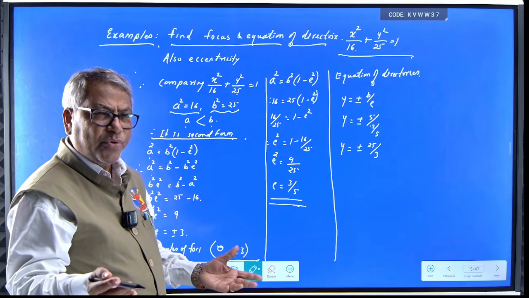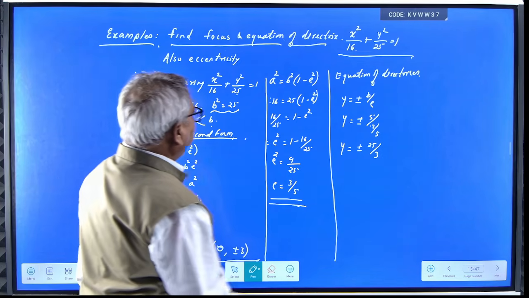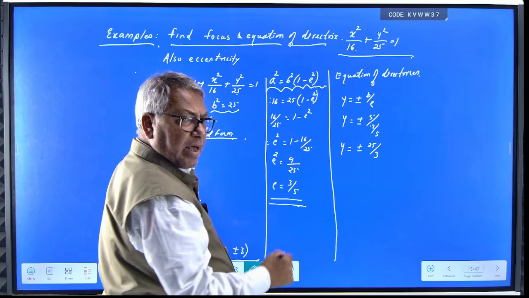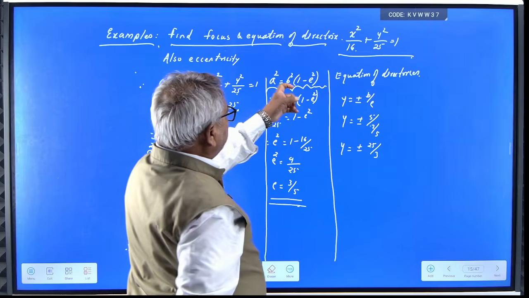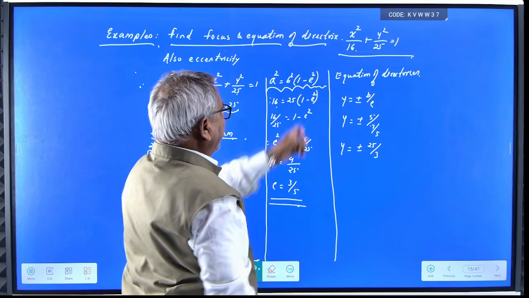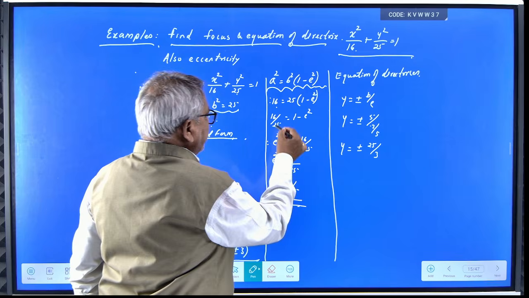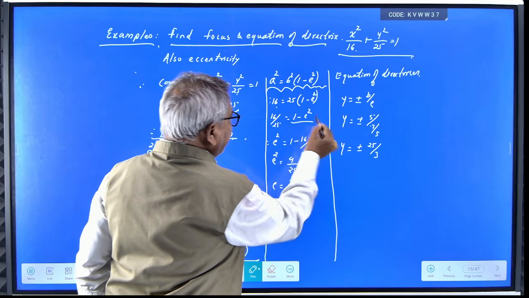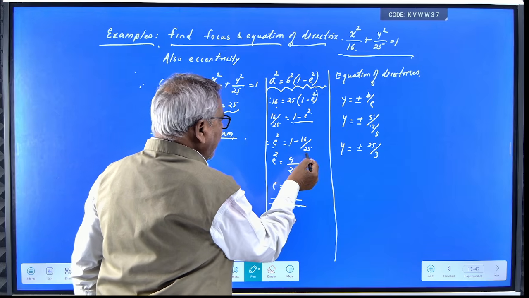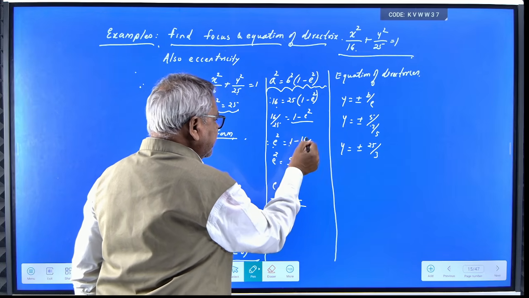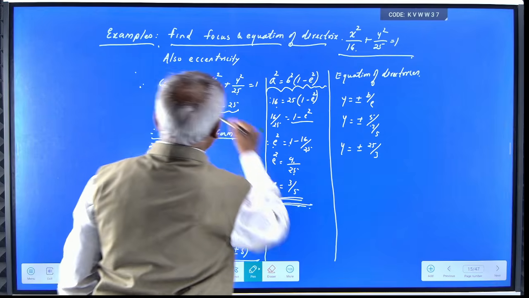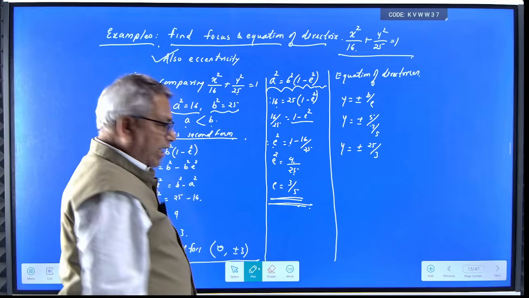I am doing the calculation with you. Now what is required? Again it is a vertical form. So a square is equal to b square into bracket 1 minus e square. So 16 is equal to 25 into bracket 1 minus e square. So 16 upon 25 is equal to 1 minus e square. Transfer e square to this side: e square is equal to 1 minus 16 upon 25, that is 25 minus 16, so 9 upon 25 is equal to e square. So e is equal to 3 by 5. That is the eccentricity.